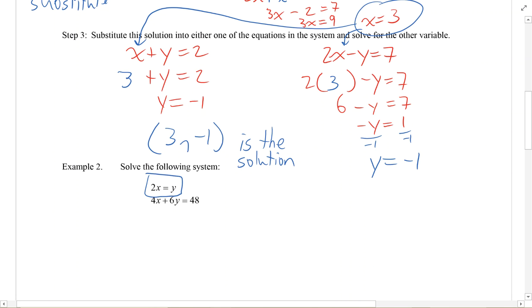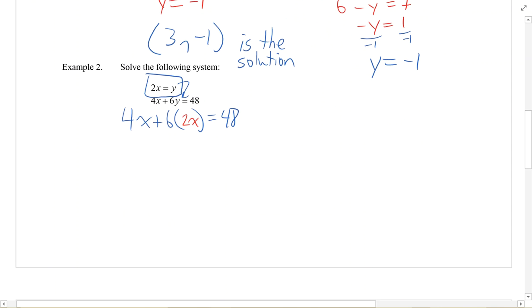What you should be saying is, well, Mr. Barker, use that one, because that one's already set up as y equals. See how it's ready to go? So you can take that and substitute it in for your y value. So you'll get 4x plus 6 times bracket, and you're going to substitute in what for y? 2x. It's right there on the page. So then you will multiply out. Go for it. Solve for x.